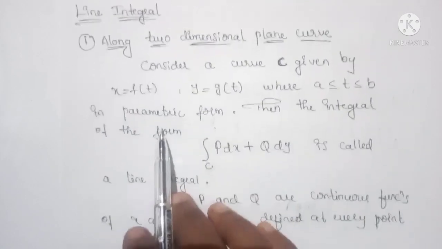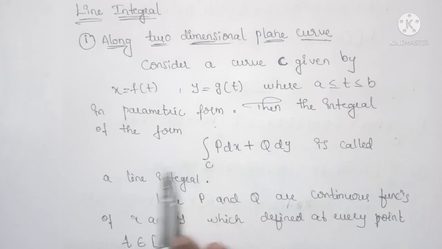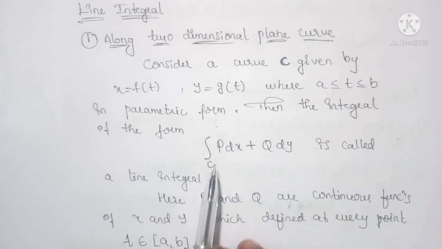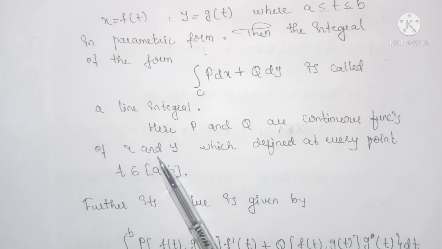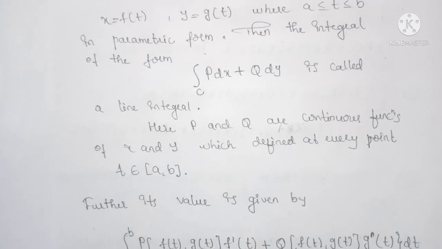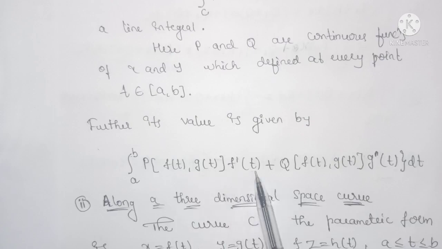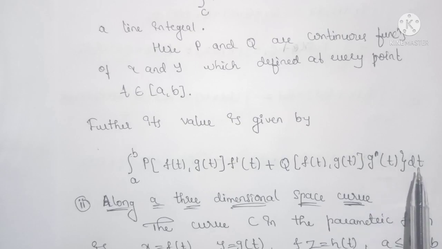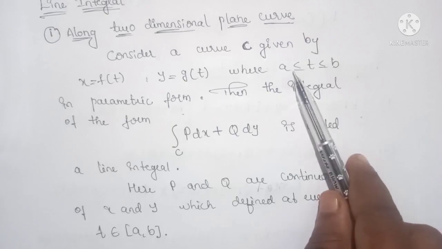Then the integral of the form integration p dx plus q dy is called a line integral along the curve C. Here p and q are continuous functions of x and y which are defined at every point t belonging to [a, b]. Further, its value is given by integration a to b, p of f of t comma g of t, f dash of t, plus q of f of t comma g of t, g dash of t, into dt. That means we substitute the limit values of t, so a and b.